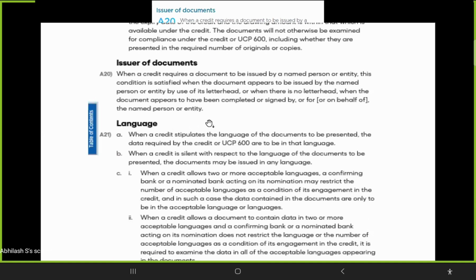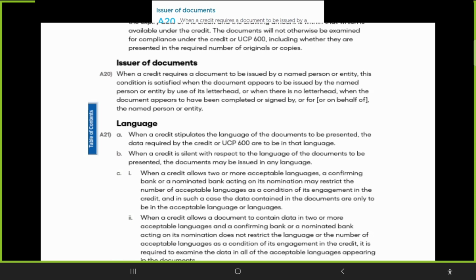Next is language. When a credit stipulates the language of the documents to be presented, the data required by the credit or UCP 600 are to be in that language. So if the credit says that documents are to be presented in English, then the data required by the credit or UCP are to be in that language. The other details can be in a different language. That's not your worry.